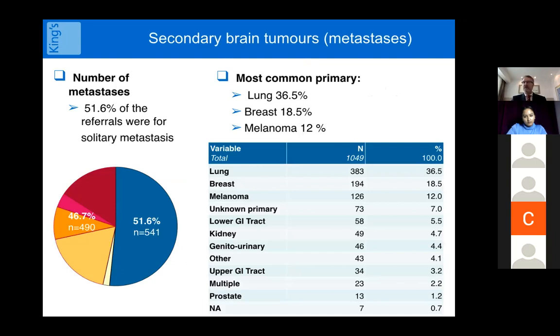The most common tumors that can metastasize to the brain are the usual tumors that you are familiar with: lung cancer, breast cancer, melanoma is the third. And then look at the table. The fourth is an unknown primary. So it is relatively frequent to have patients that present at the onset of their oncology disease with a brain metastasis.